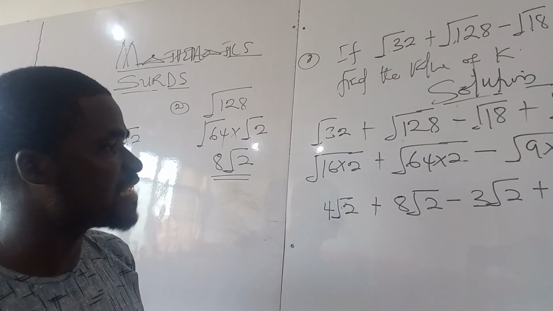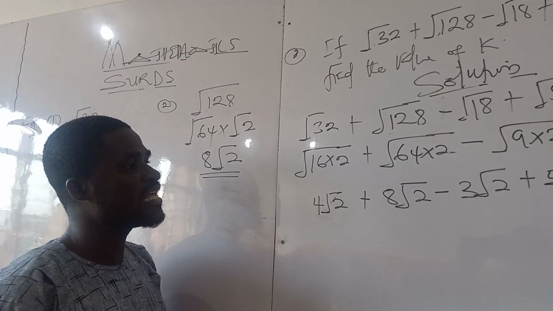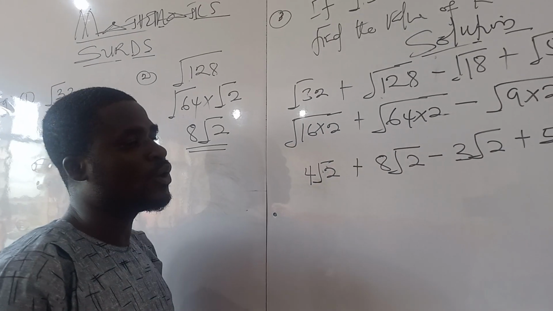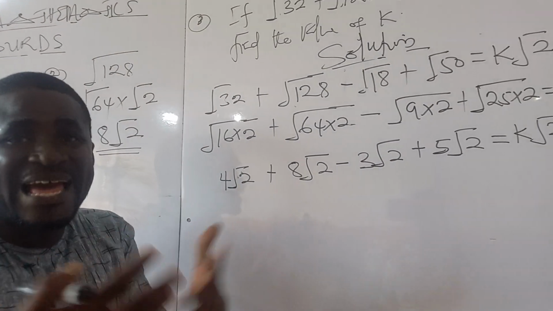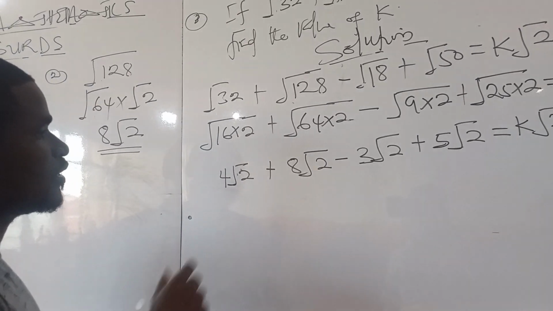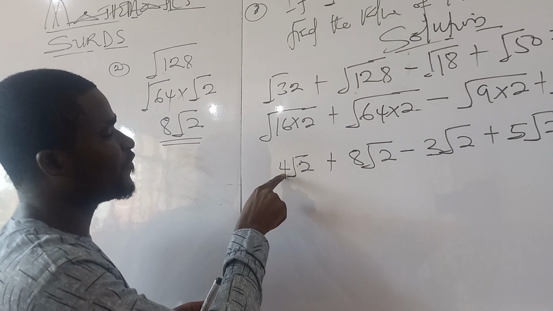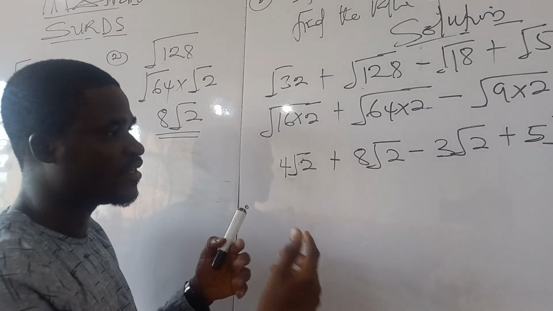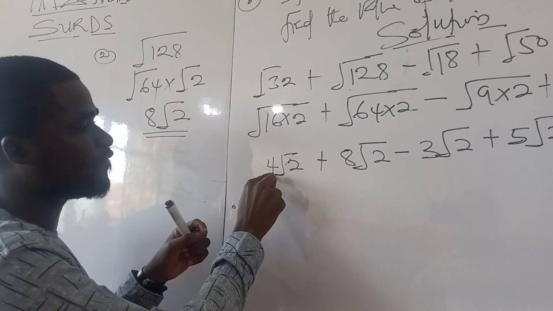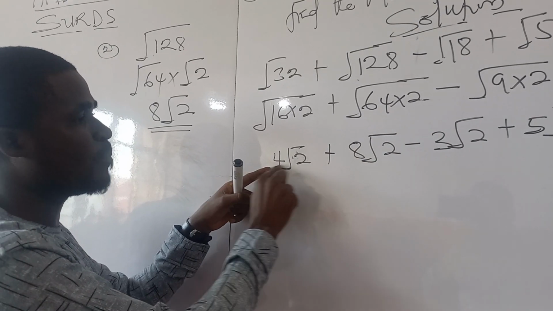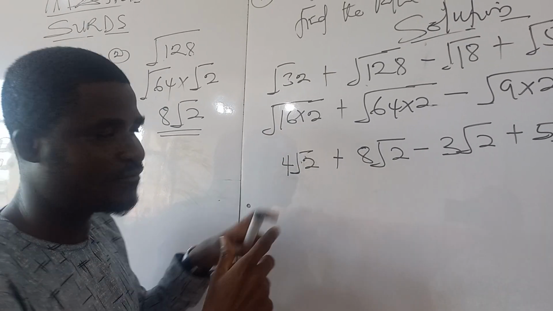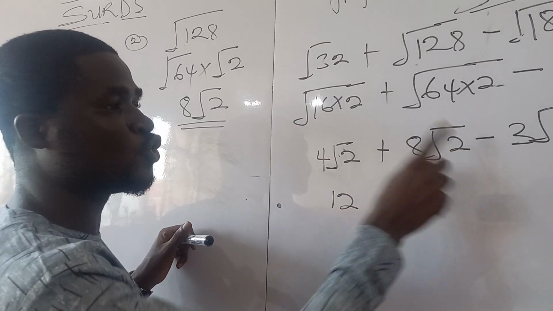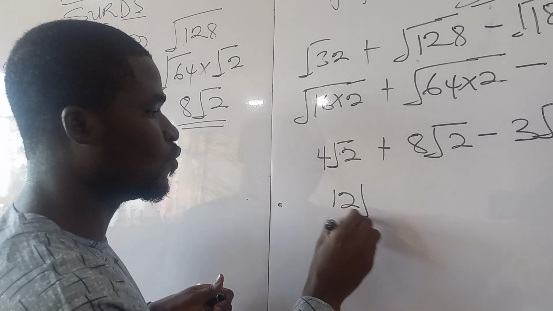Let's go to the next step. The next step, we are going to add them. Now, you can only add them when they are alike. So, let's look at this one. We have 4 root 2, 8 root 2, so they are alike terms. Because of that, we can add 4 and 8. 4 plus 8 will give us 12. Then the root 2, you pick one. So, 12 root 2.